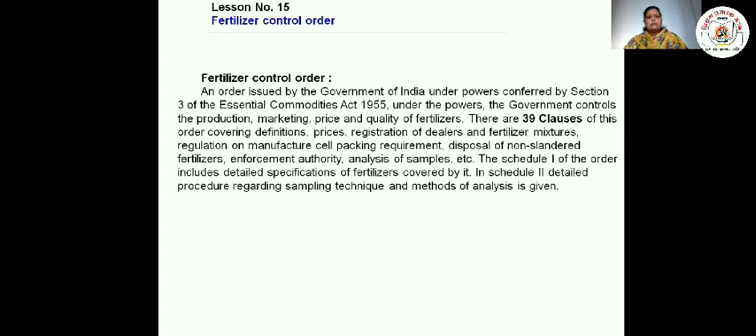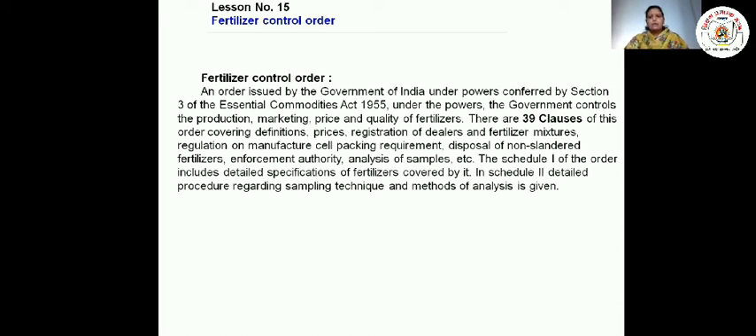Next is about the fertilizer control order. An order issued by the Government of India under the powers conferred by the Section 3 of Essential Commodities Act 1955. Under the powers, the government controls the production, marketing, price, and the quality of the fertilizers.